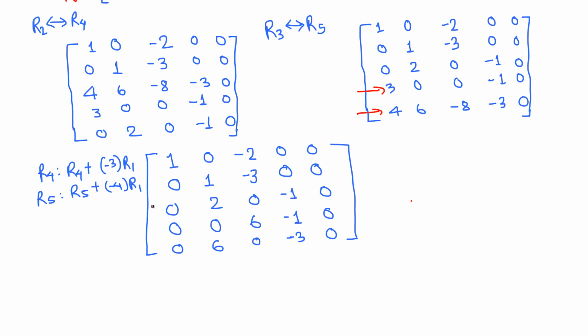Looking at these two, look at R3 and R5, 2 goes 3 times. If we multiply this by 3, 3 times 2 is 6, 3 times negative 1 is negative 3. So pretty much this one is 3 times this. So if we multiply this by negative 3 and combine with this, we're going to get all zeros. So I'm going to change this to 0, 0. This is the case all the time.